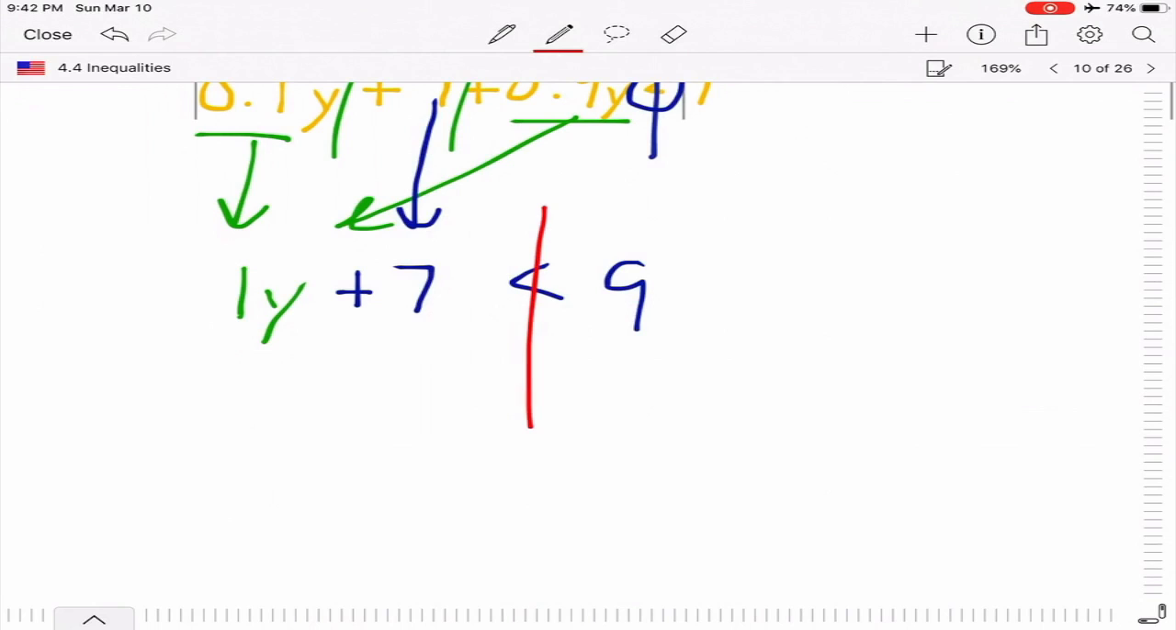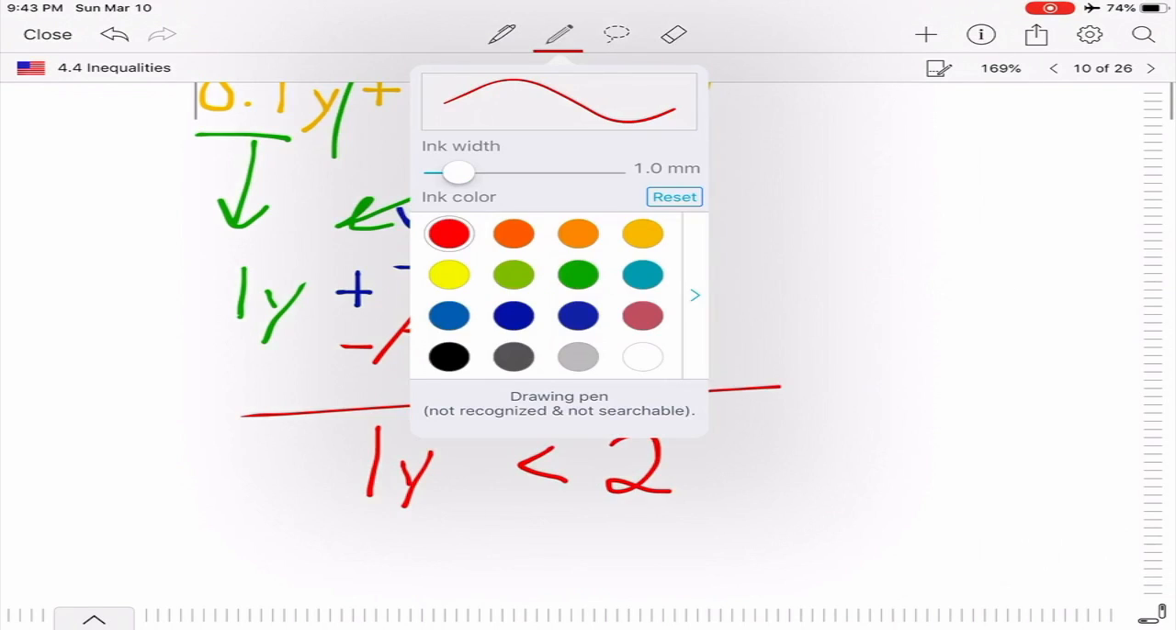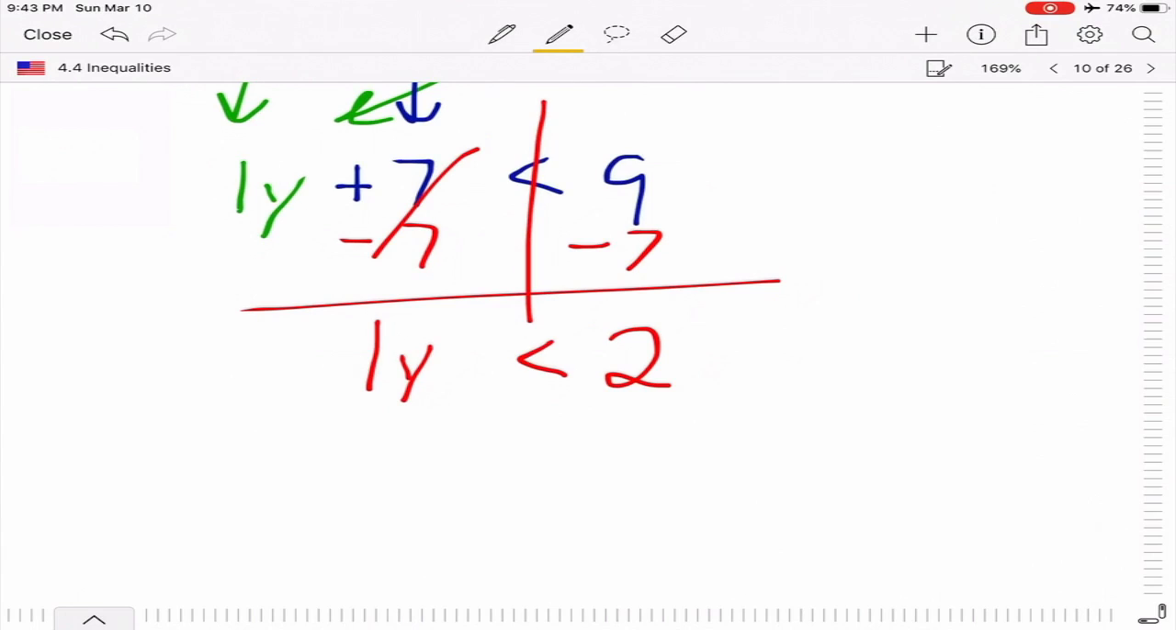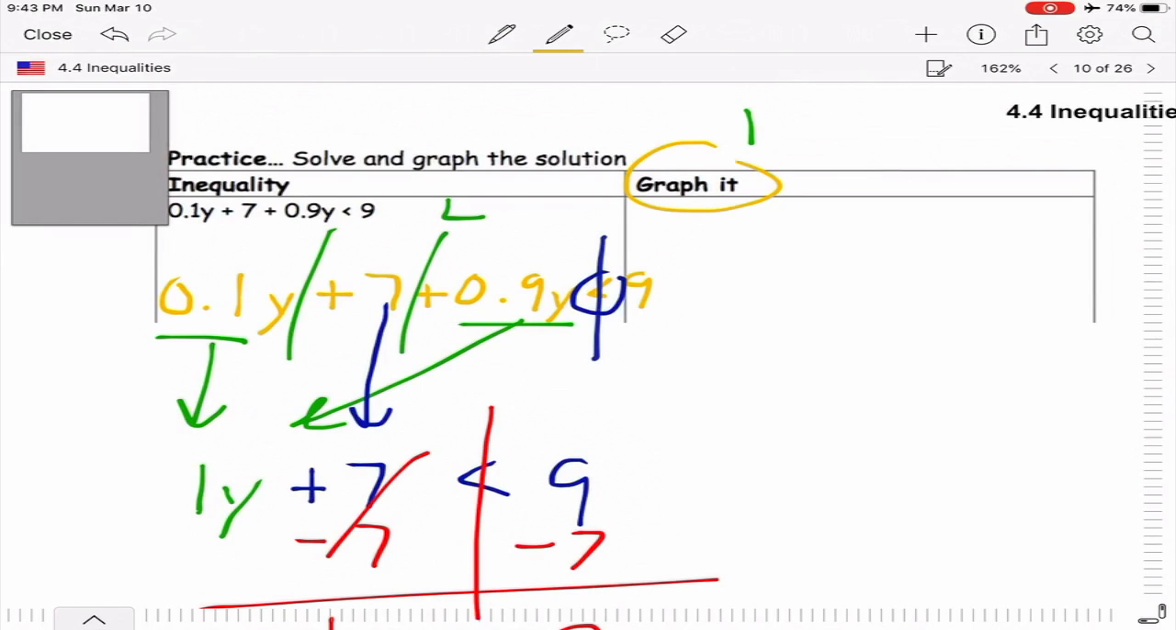Draw a line through the inequality again. This time I'm going to subtract by 7, subtract by 7. 9 minus 7 is 2. Bring down the inequality, 1y. The operation between the 1 and the y is multiplication, so I'm going to divide by 1, and y is less than 2. That is my answer. However, now they want us to graph it.